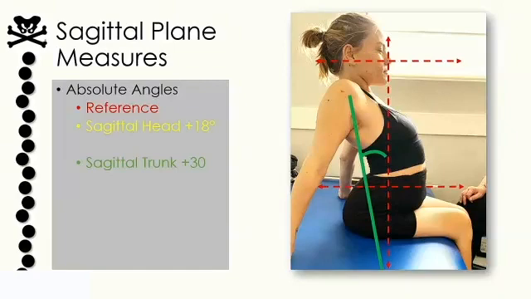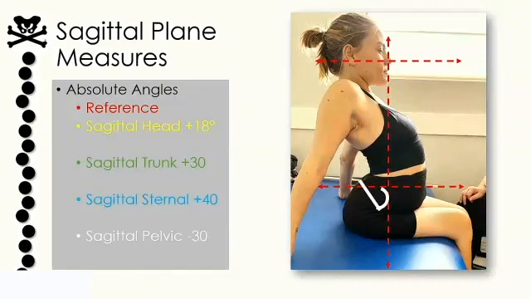And sagittal trunk is 30 degrees. That is a positive number because it's going behind her with the right hand rule. Then we're going to look at sagittal sternal angle. So this is from the upper notch to the lower notch relative to vertical. And then sagittal pelvic angle. So this is, again, the ASIS to PSIS line relative to horizontal. And the pelvic tilt, as it goes forward, is going to be a negative angle. So she has about a negative 30-degree angle.